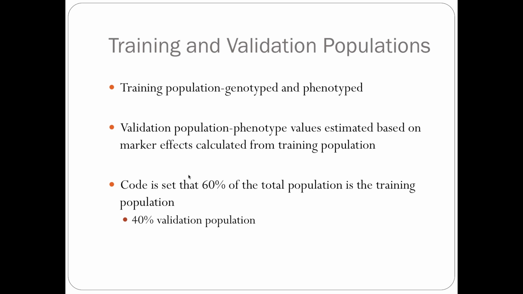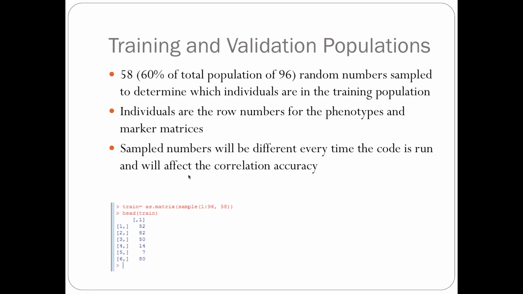And in the code, I have it set so that 60% of the total population is the training population, while 40% is the validation population. And then we'll do correlations in the validation population of what was actually observed and what we predicted. So for 60% of the total population, that's 58 individuals. So 58 individual numbers need to be sampled in order to determine which individuals are in the training population.